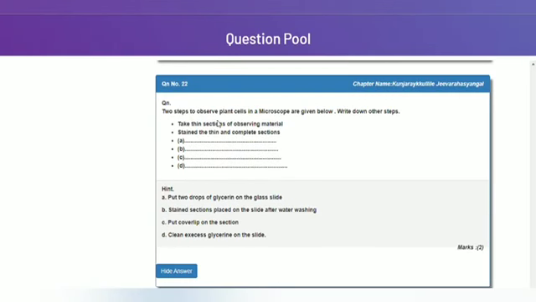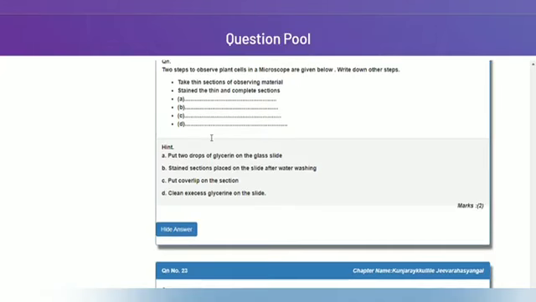22nd question. Two steps to observe plant cells in a microscope are given below. Write down the other steps. First step, take thin sections of the observing material. Second, stain the thin section. So the first one is: put 2 drops of glycerin on the glass slide. Then place the stained section on the slide after water washing. Then put a cover slip on the section. Then clean excess glycerin on the slide.